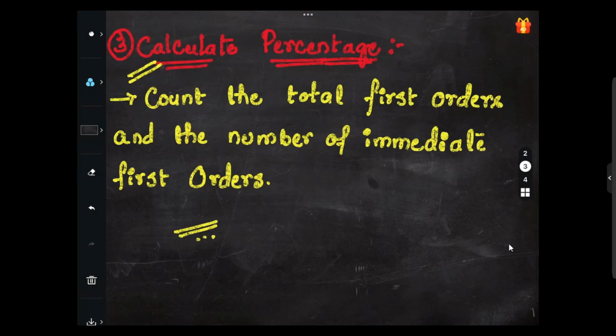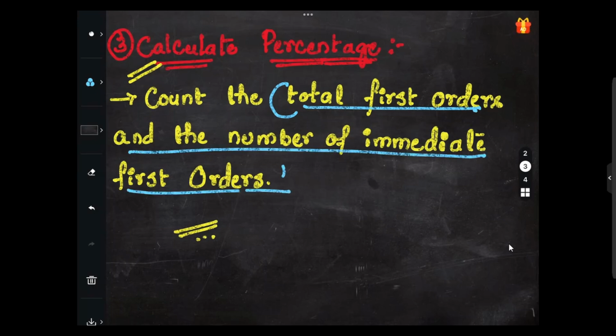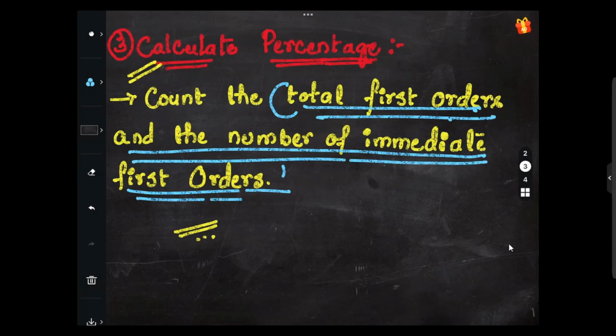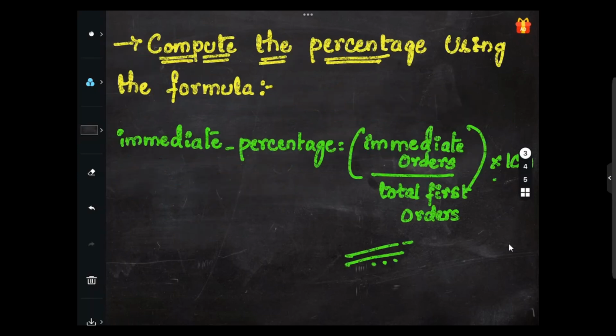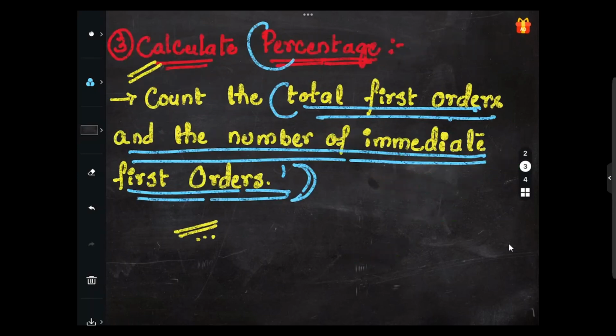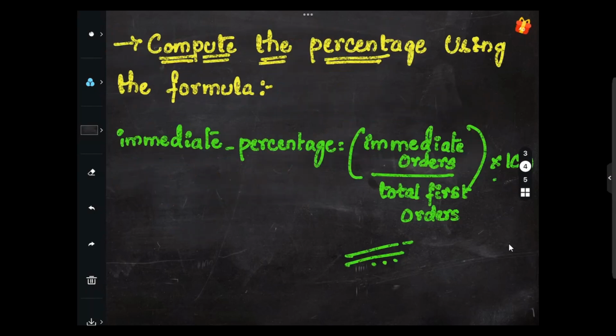So in the question, they have asked us to count the total first orders and the number of immediate first orders as well. So this is very important, so just keep this in mind. I have just given here calculate the percentage. So this is fine. Let's move on with the final step.